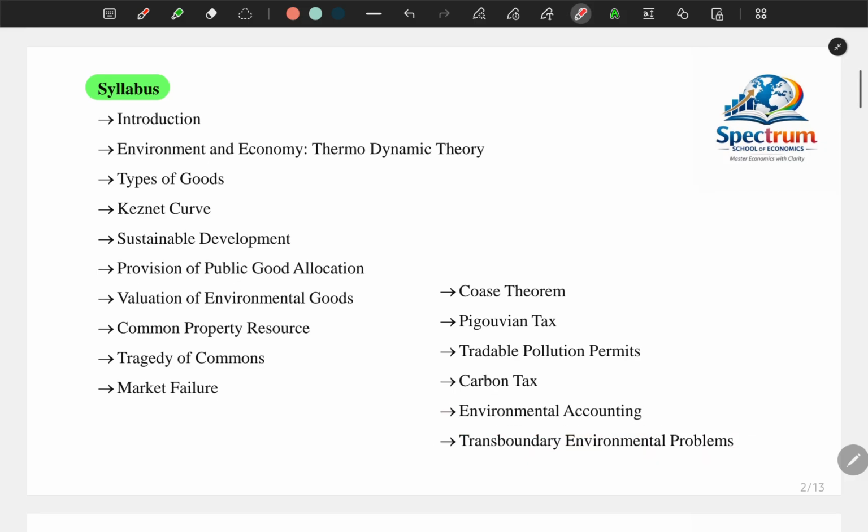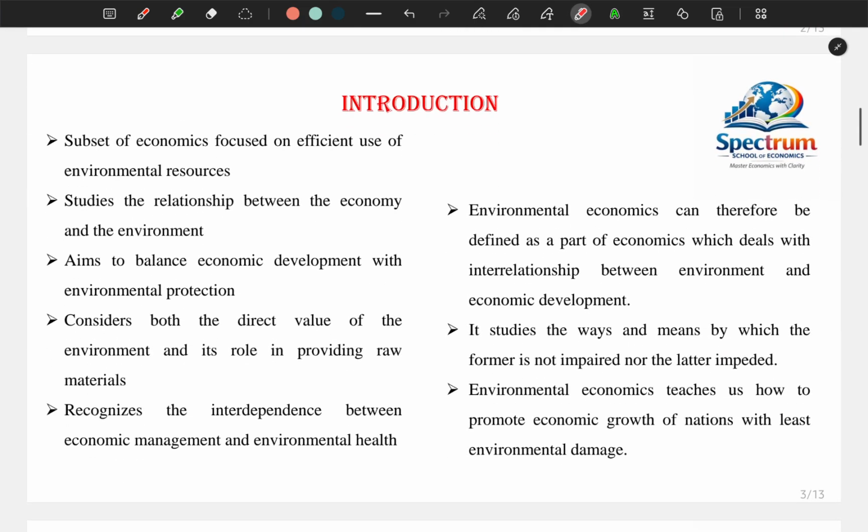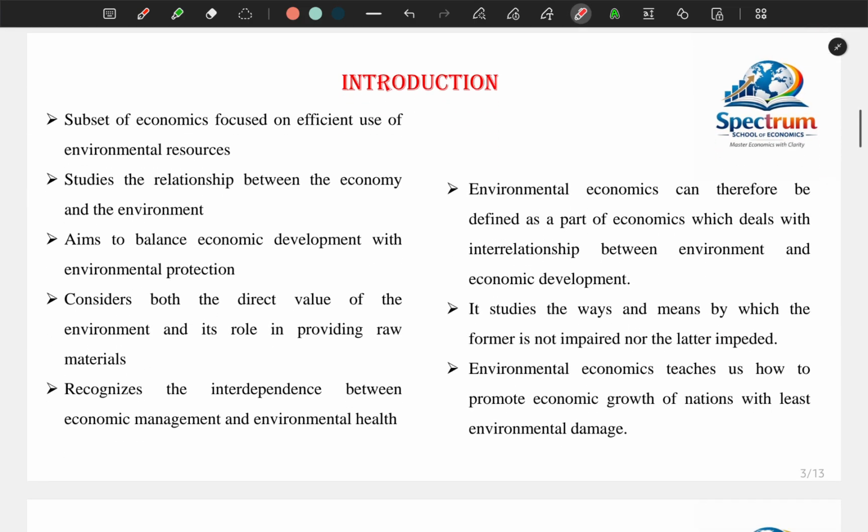So this is about the syllabus. Let's start with the introduction to environmental economics. Environmental economics is a subset of economics. It is focused on efficient use of environmental resources, and it also studies the relationship between economy and environment.